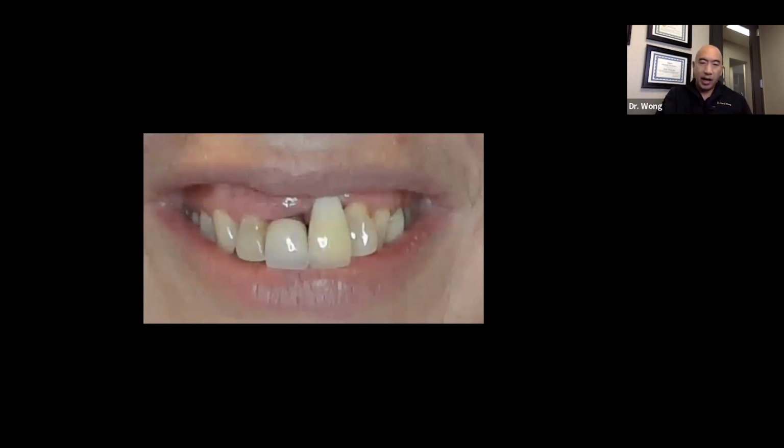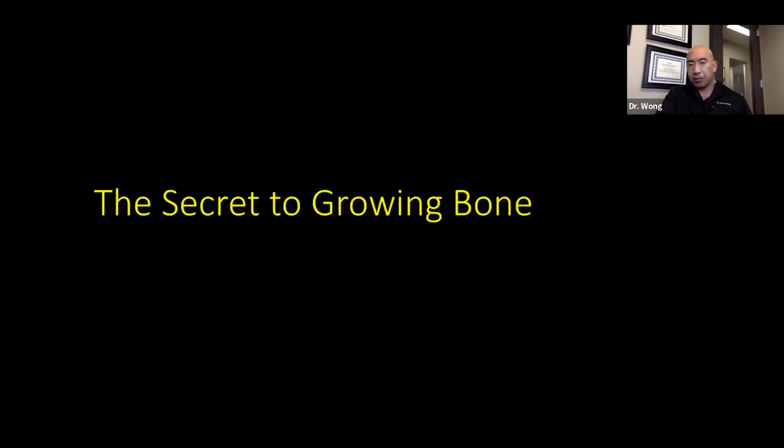This is tooth number 9. I didn't place this implant, but you can imagine the difficult conversation that you would have with this patient if they were to come into your office right after you placed an implant and restored it. They're not going to be very happy with you once you tell them that it's not a fixable situation.